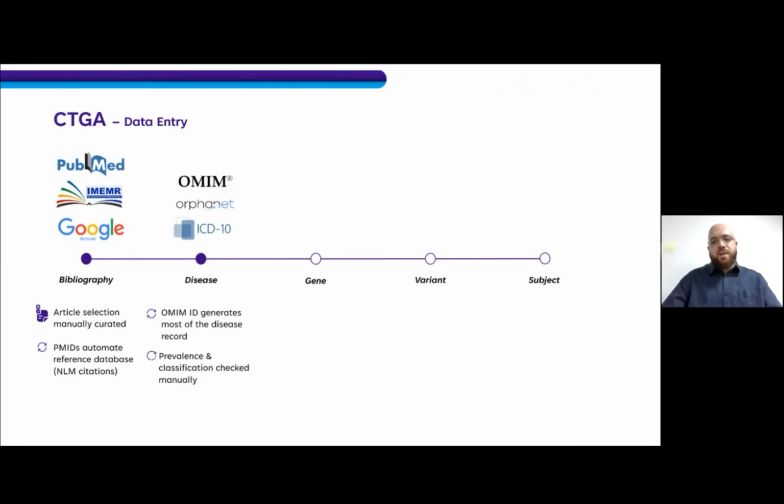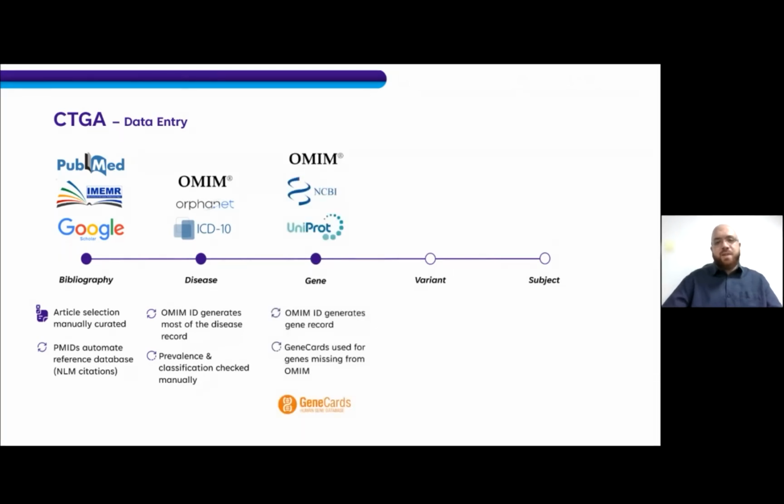So for the disease record, our sources include OMIM, OrphaNet, and WHO ICD. And for our gene record, we use data from NCBI Gene, RefSeq, and UniProt to fill in all the gene and protein parameters.